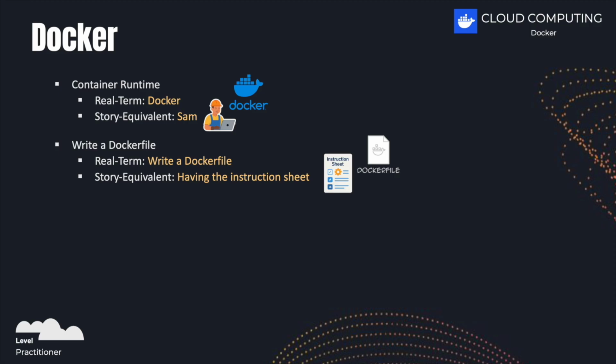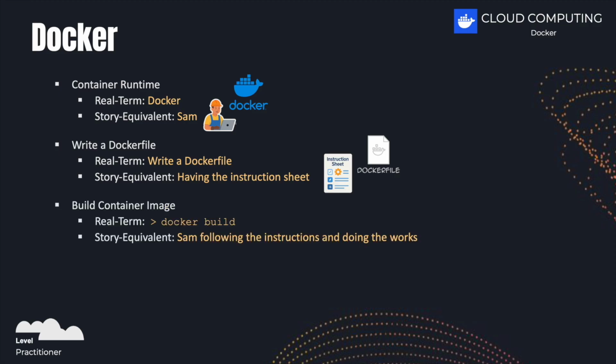In the next step, Sam carefully follows the instruction sheet, step by step, packing Olivia's goods neatly into the container, checking everything twice to make sure everything is in the right place. In the real world, you use the Docker build command. Docker build uses a Dockerfile as its guide to assemble a container image. This results in a runnable image, meaning that all of the parts of the application are now bundled and assembled together.